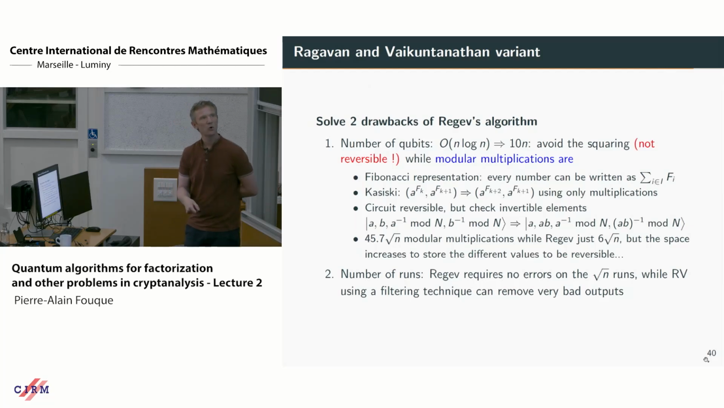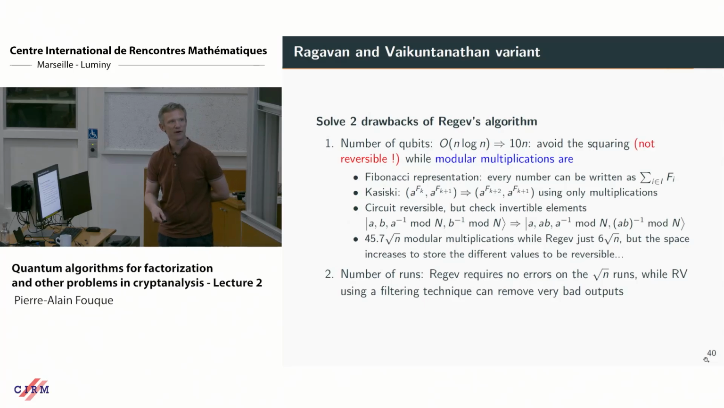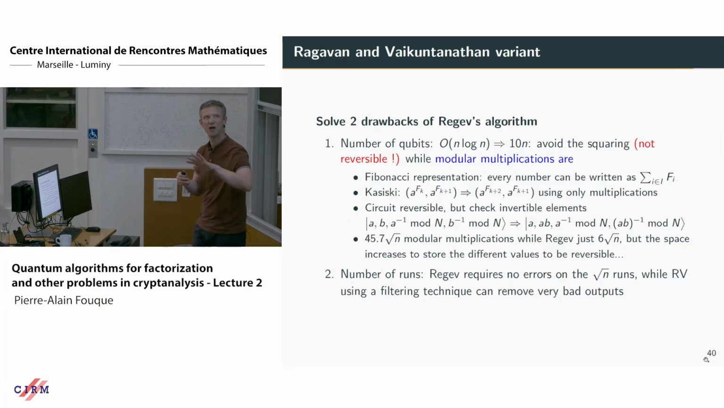And also, they have been able to improve the last step using a very trivial filtering operation where they can, in fact, remove some error at some point. In the Regev algorithm, all runs have to be without too much error, so the error has to be located around the right value. Here, if there is some error sometimes, there is a procedure to remove all the wrong ones. So this is a very helpful solution.